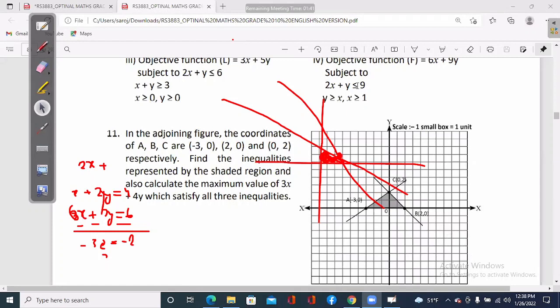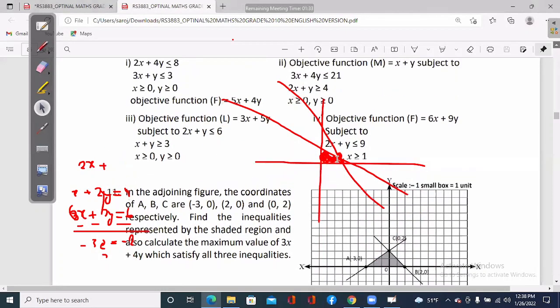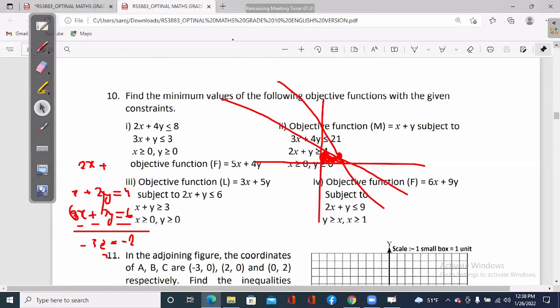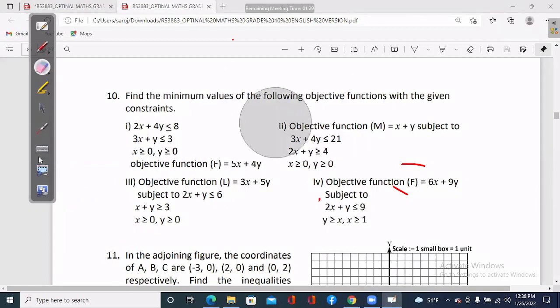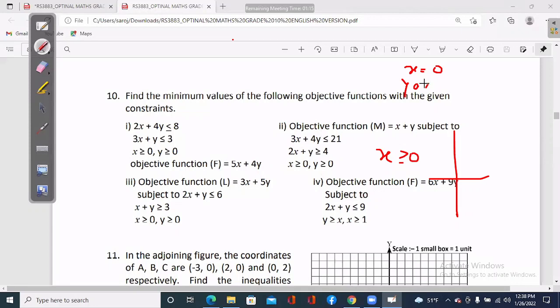Which one? Third inequality. Which number are you talking about, Riti? Sir, same question 10, 10I, third inequality. X is greater than 0. X is greater than 0 means, as I already said, x equals to 0, and x equals to 0 means it is the y-axis. Okay, I said or not?